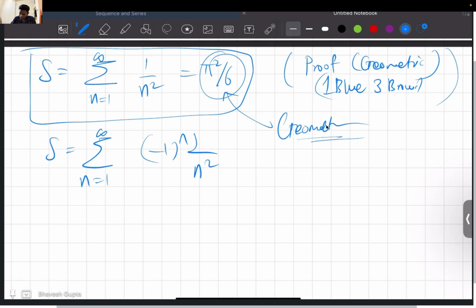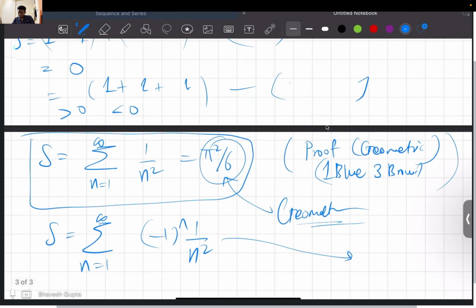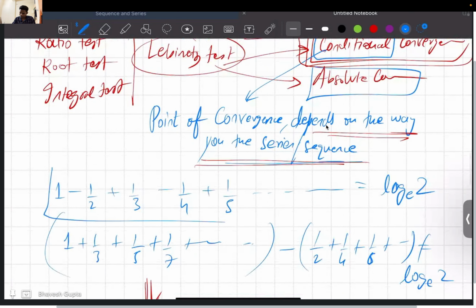In this case it is convergent. In this case it is convergent. In this case it is still convergent. I mean, you will still end up with some absolute convergence. But this example, which was this, is conditional.